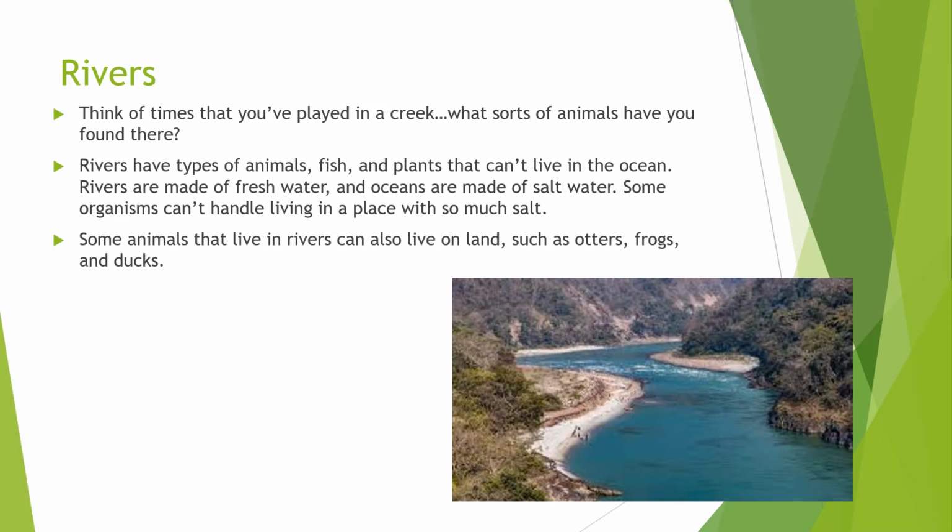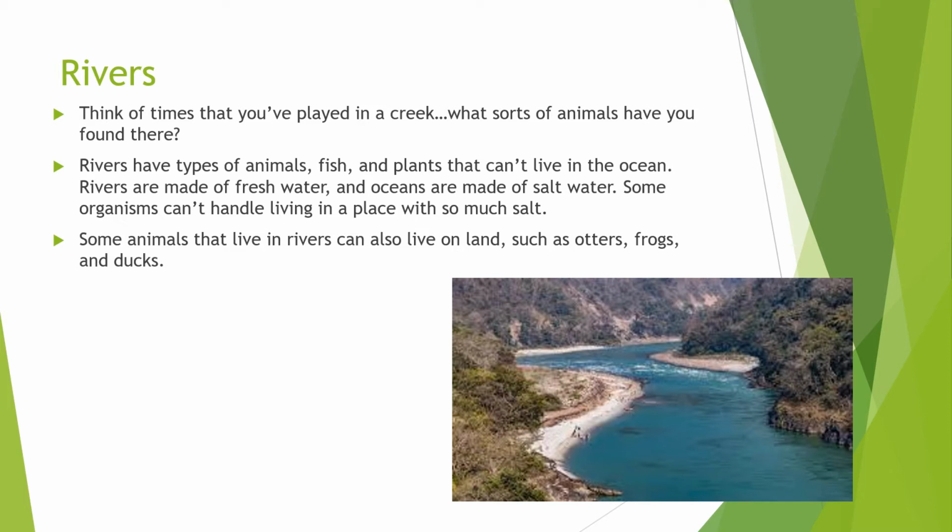Now, the reason that these organisms can't live in the ocean is because rivers are made of fresh water. That's like the kind of water that you get from your sink or from the water fountain. But oceans are made of salt water. So just like how you wouldn't want to drink a glass of salt water, a lot of animals aren't going to want to live in a place that is made of salt water. Some organisms can't handle living in a place that has that much salt. It'll be poisonous or toxic for them.